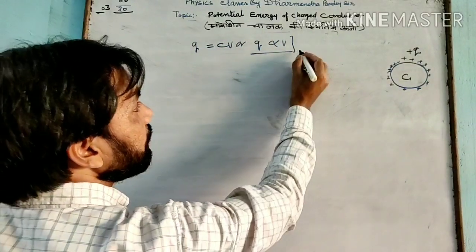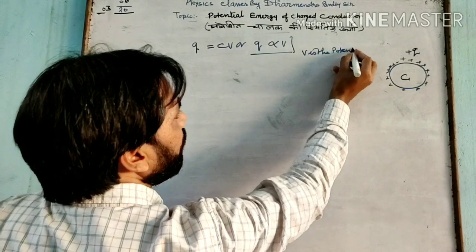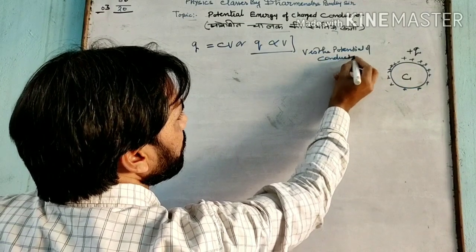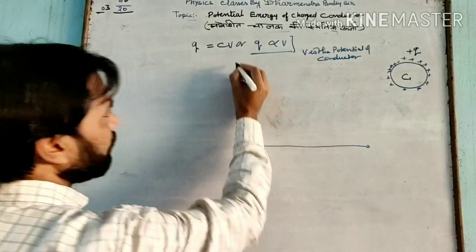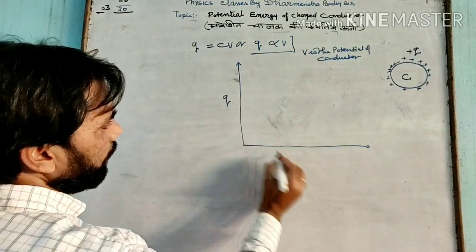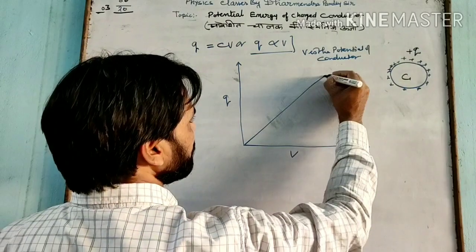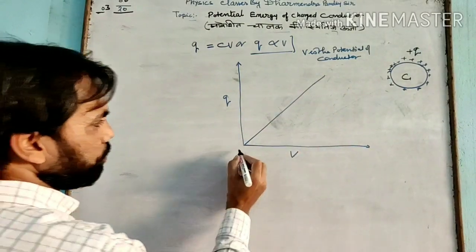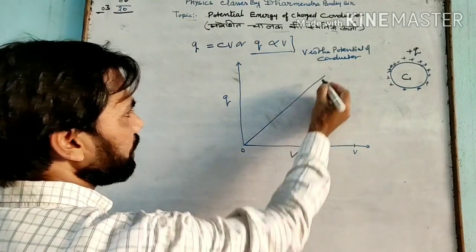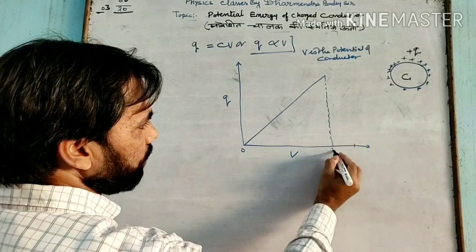That means V is the potential of the conductor. If we draw an expression between Q and V, then what will happen? Suppose here is the 0 potential and here is the V potential, and Q be the charge at this potential which is up to V.